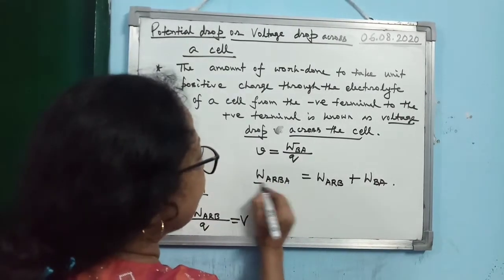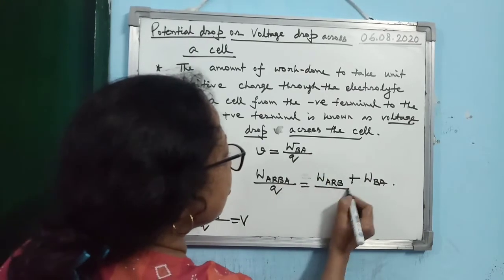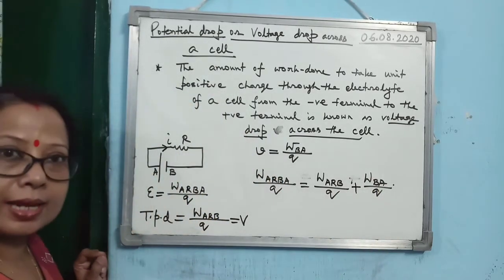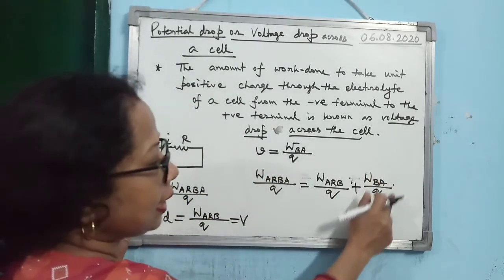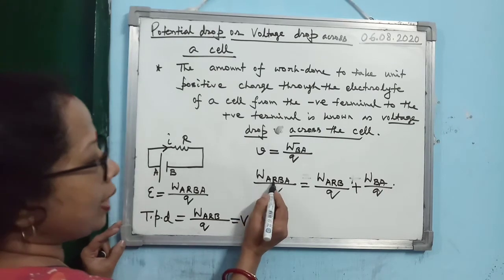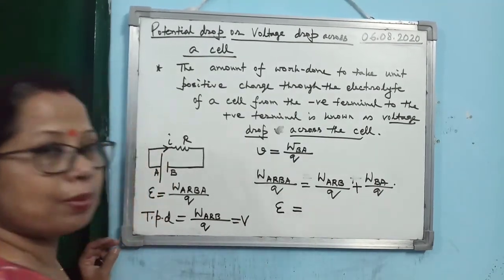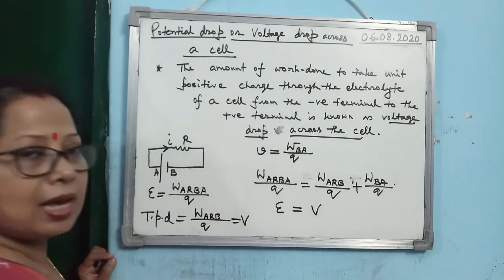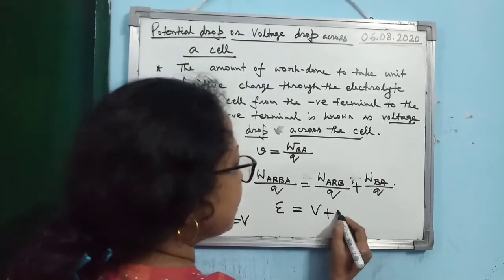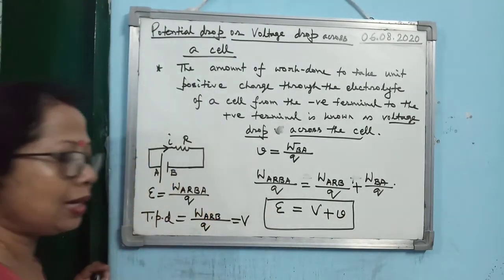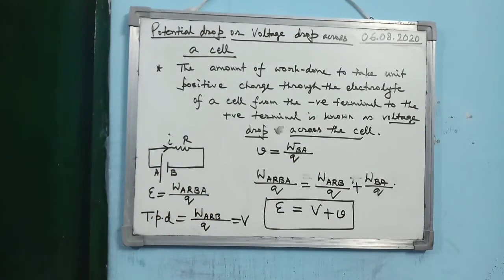So you divide the entire equation by Q on both sides, and you write it in two steps. Now, W_ARBA by Q, what is this? This is the EMF of the cell. W_ARB by Q is the terminal PD of the cell, and we denote it by big V. Then what is W_BA by Q? That is nothing but the voltage drop across the cell. So this is the relation between EMF, terminal PD and voltage drop across the cell.